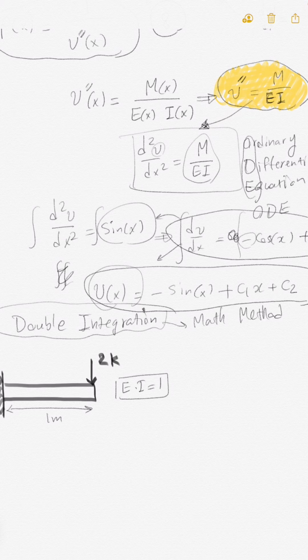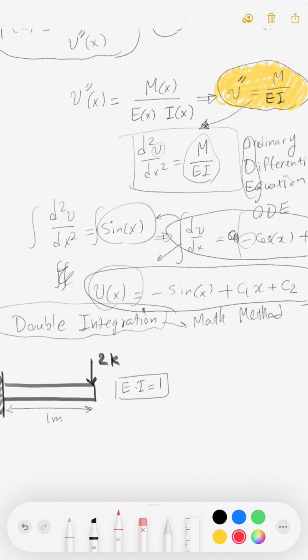Now the question is, you know that if you have this loading, let's draw the deflected curve. This is going to go down like that. This is the neutral axis, right? It's going to go like that. The question is how much this is going to go down. That's the question. Now, in order to answer this, I can use this equation, right?